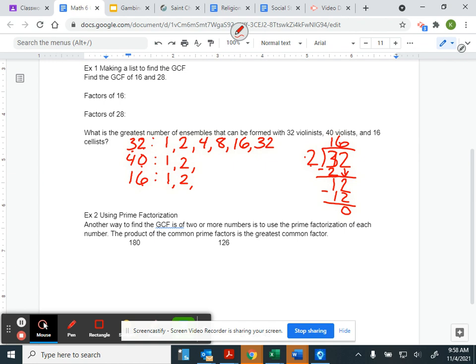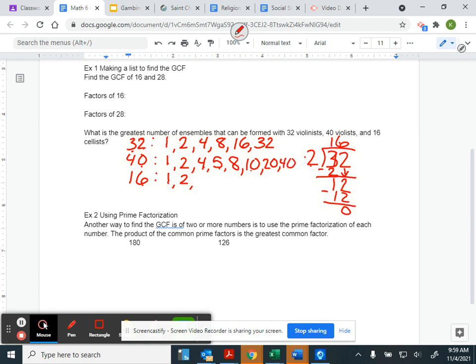So now let's look at 40. 3 cannot go into 40. 4 can. 5 can. No 6. No 7. 8 can. We know 8 times 5 is 40. 9 cannot. 10 can. 10 times 4 is 40. Now I need to look, what is that? 2 times what? Priya? 20, yes. And then we know 1 times 40.